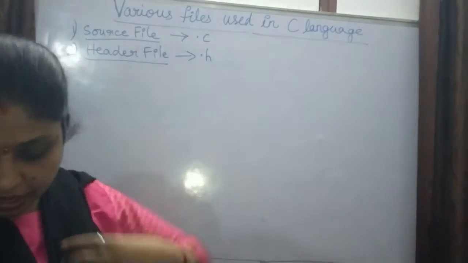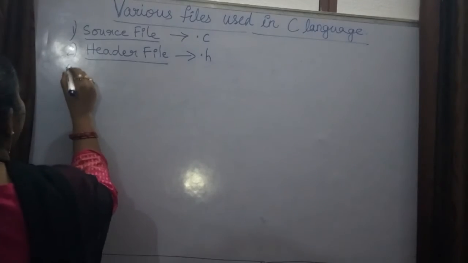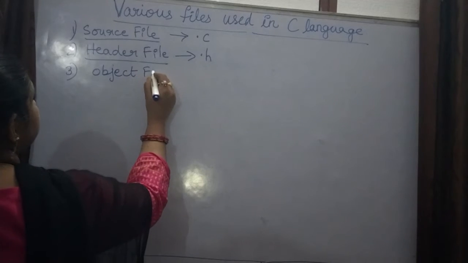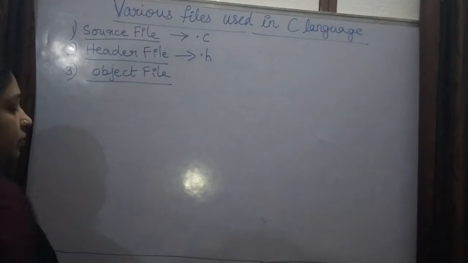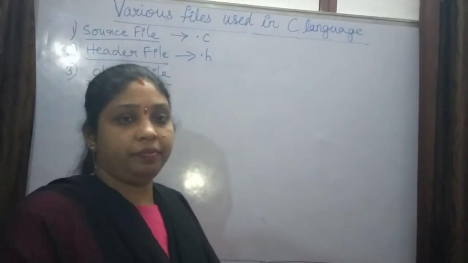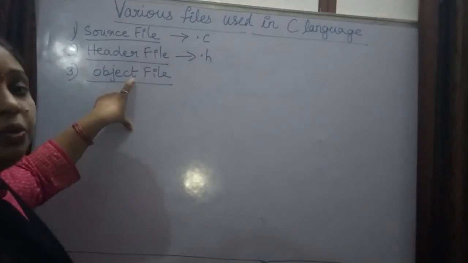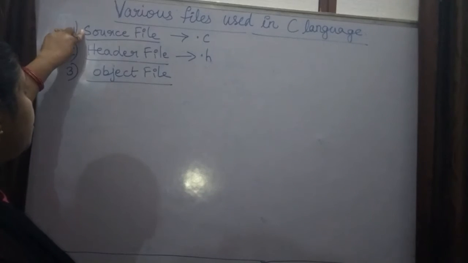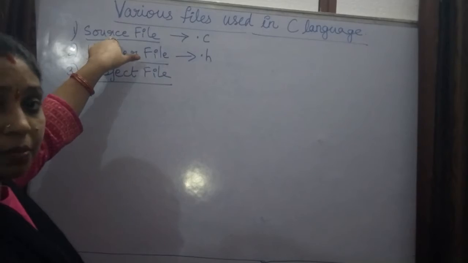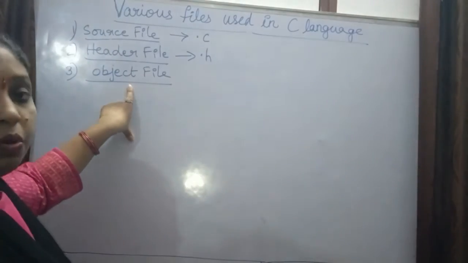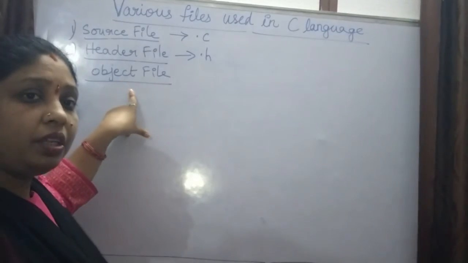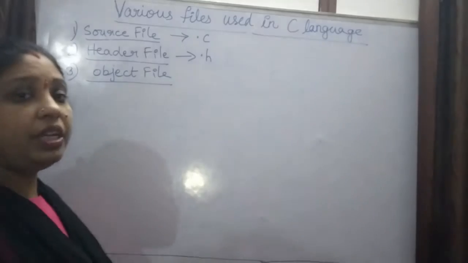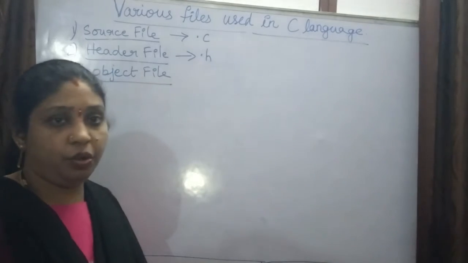Next, the third one is the object file. Now, what are object files? From the name only you can find out. Earlier I talked about the source file, which means it is connected to some source code. Now when I talk about the object file, you can see the word object in the name itself, so it is connected with the object code.